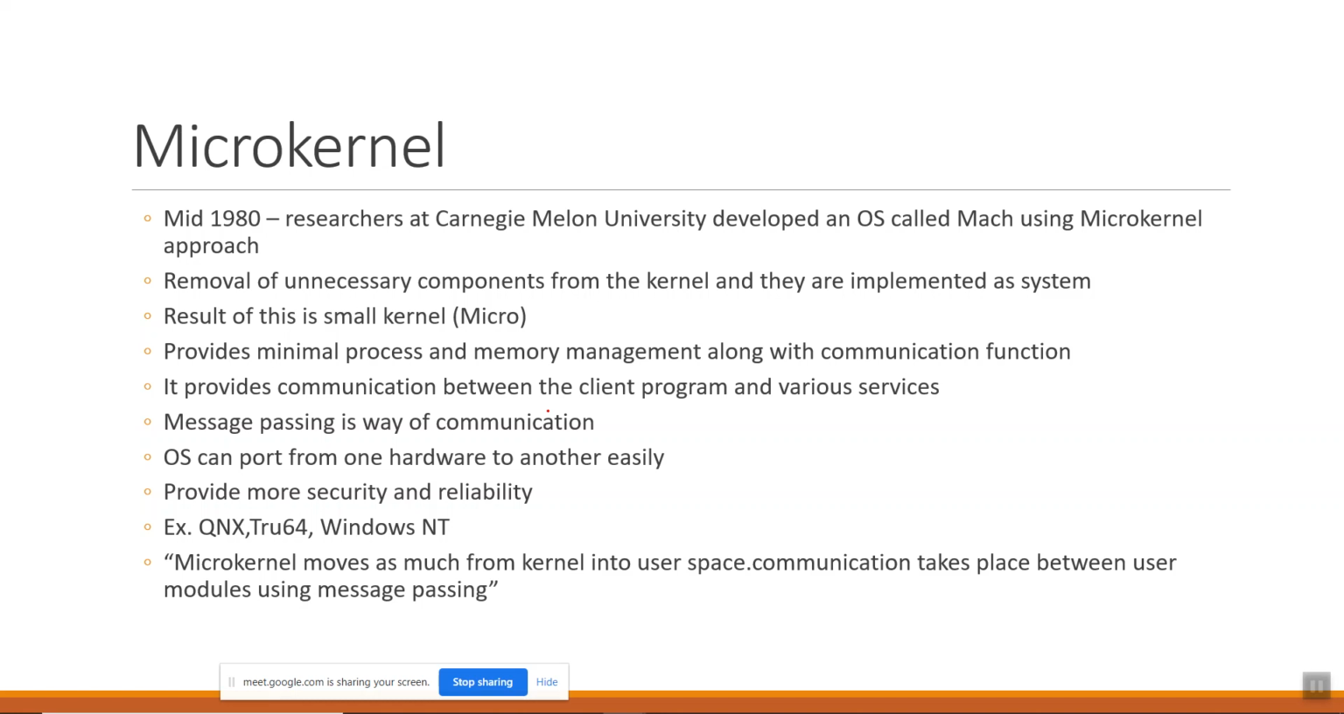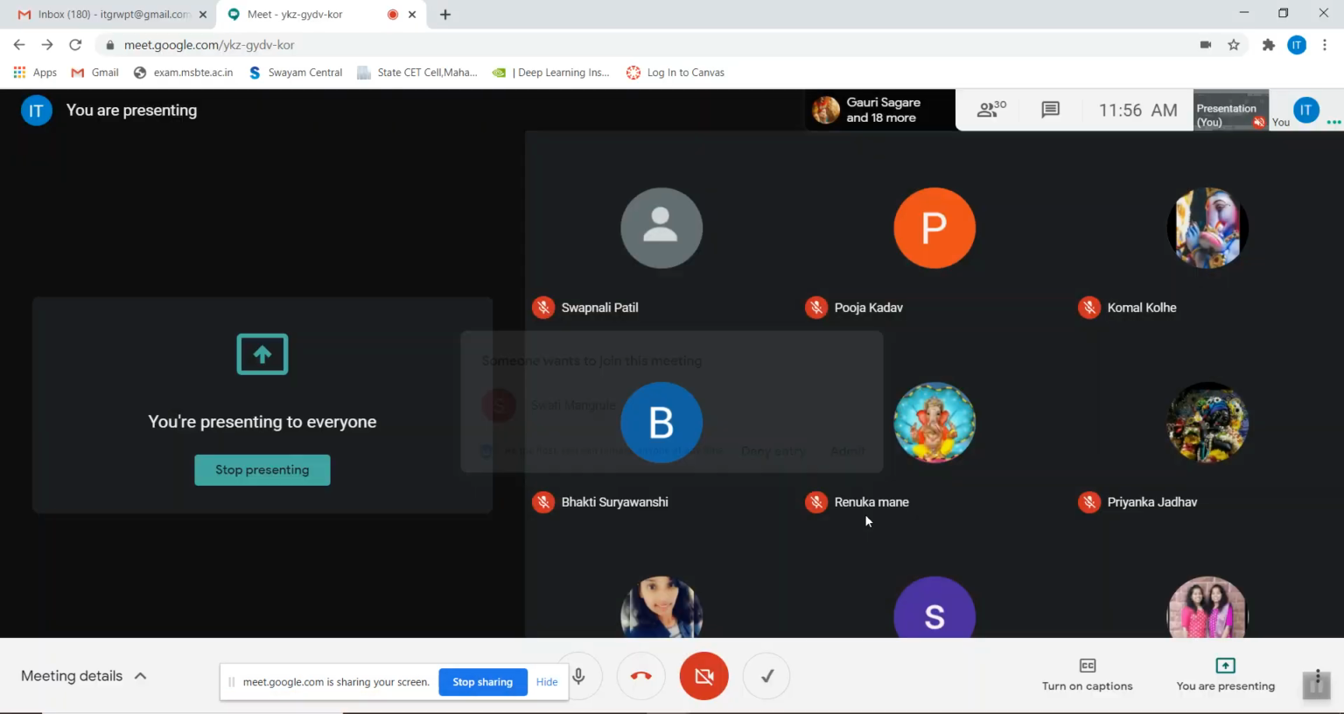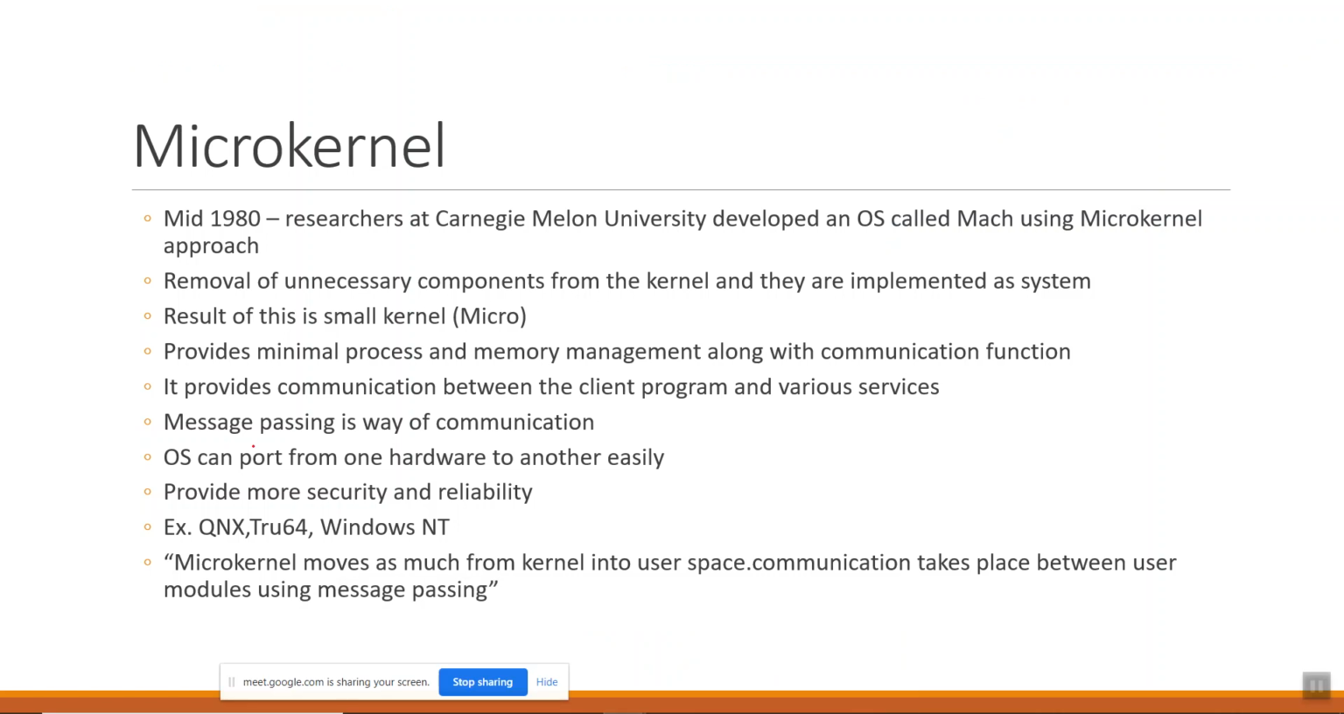As a history, we can say in the 1980s researchers at Carnegie Mellon University developed an OS called Mach using the microkernel approach. When they were developing this operating system, at that point of time they made an approach for the kernel, that is nothing but the microkernel approach. Then removal of unnecessary components from the kernel, and they implemented it as a system.